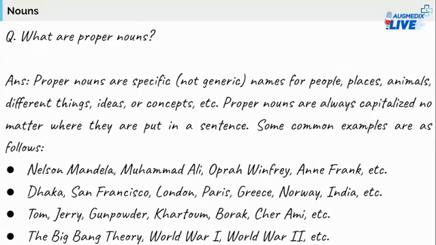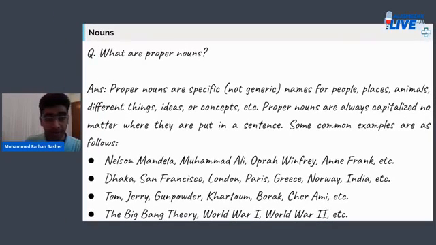You see, these are all proper nouns. These are all proper names or given names for people, places, animals, ideas, concepts, events, different things, right? Which is why we call them proper nouns, because they're given names. They are not common names.